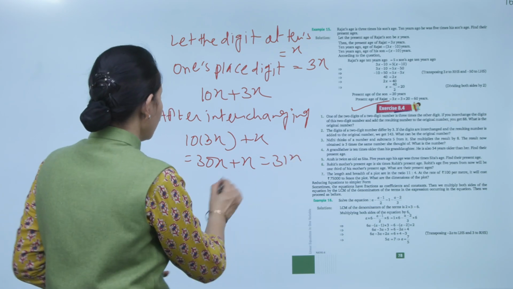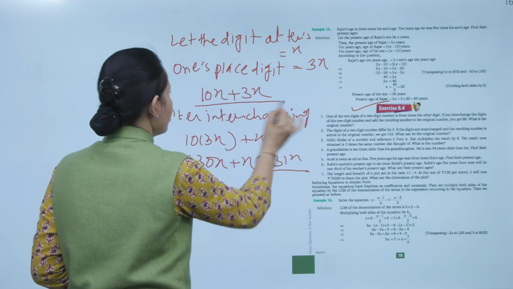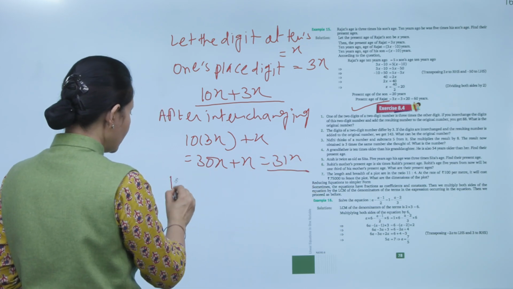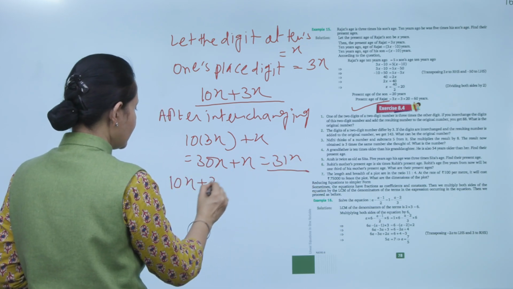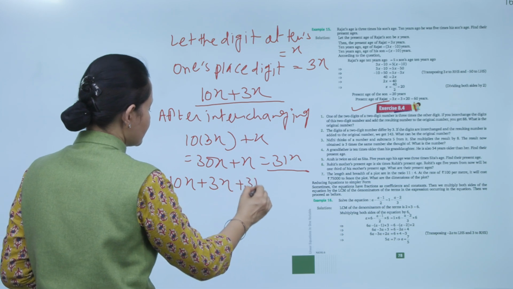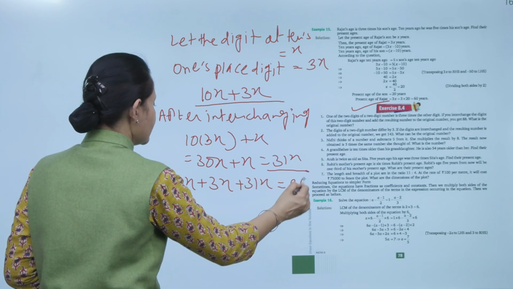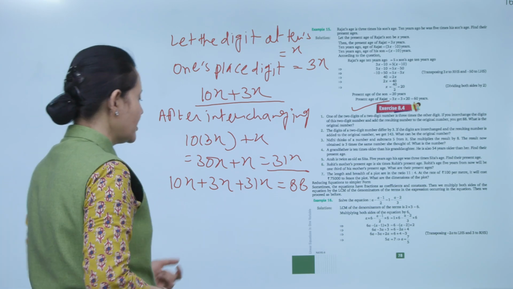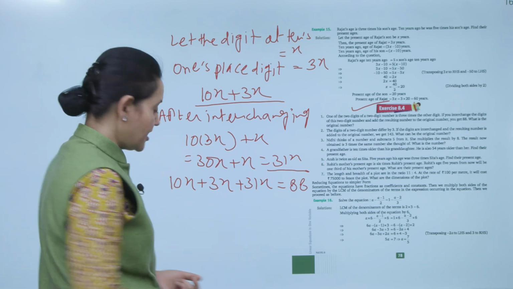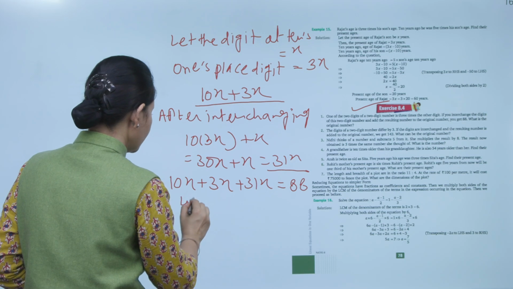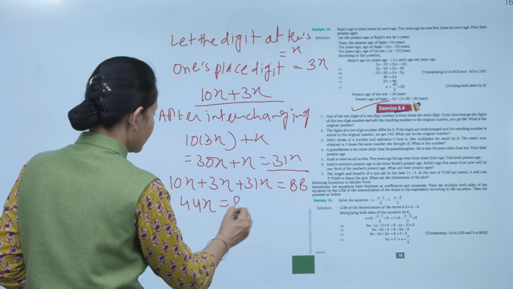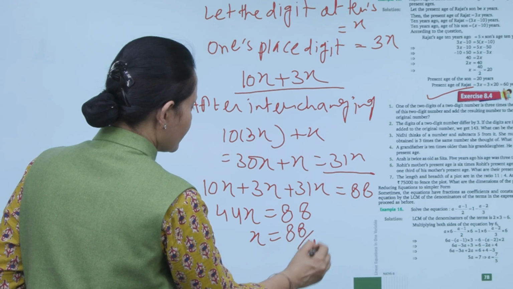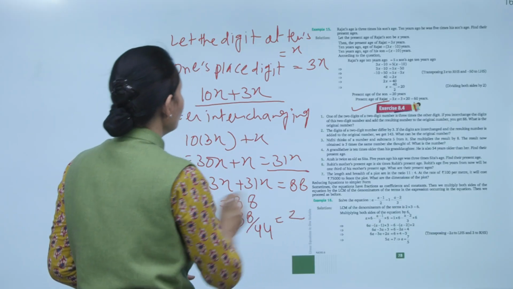Now if we add this number and this number, that equals 88. So 10x plus 3x plus 31x equals 88. So 31 plus 10 is 41, and 3, that is 44x equals 88. So x equals 88 upon 44, that is 2.